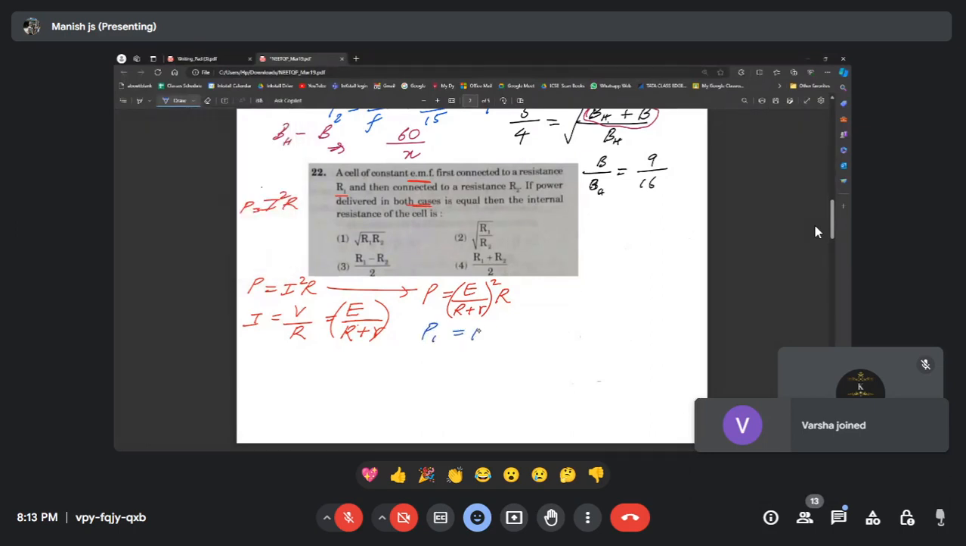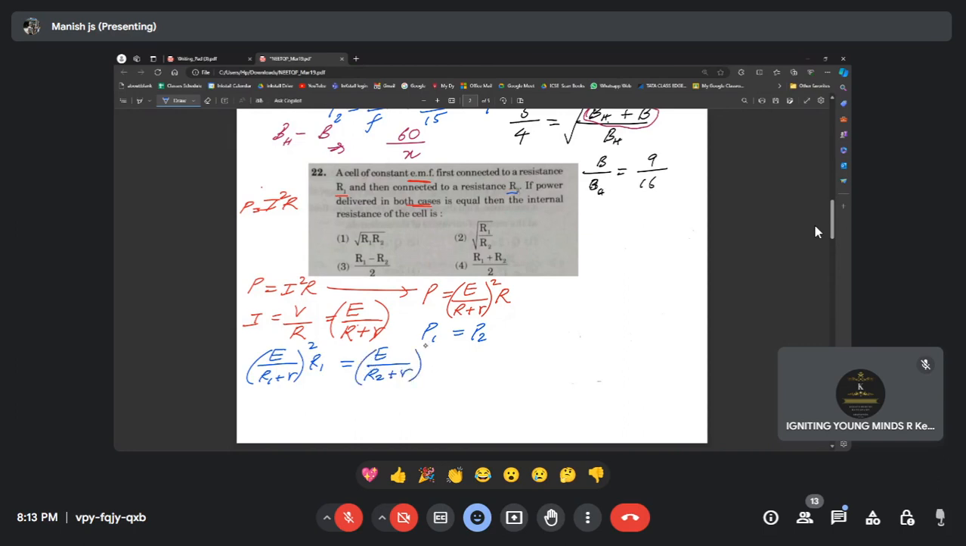So if P1 is equal to P2, let me write down. So P1, how do I express the value for P1? Because EMF is same, I keep the term EMF as E, upon R1 plus r, internal resistance of the cell, the whole square times R1, is equal to E times the second resistance they are connecting. Can you see? It is R2. So I am writing it as R2 plus r, internal resistance is same because it is the same cell that is being used, whole square times R2. I hope this step is clear to all of you.